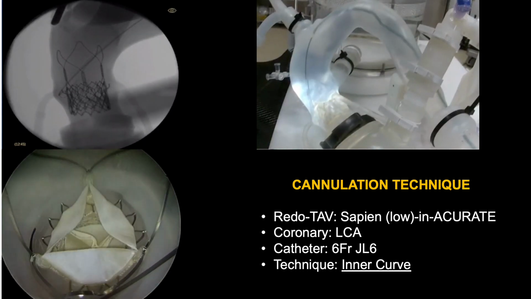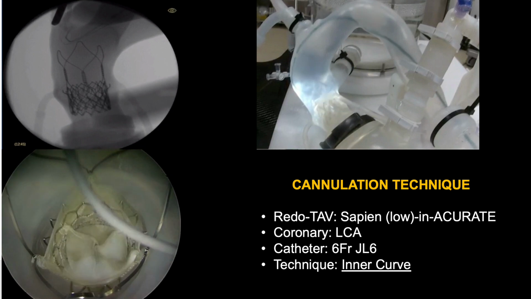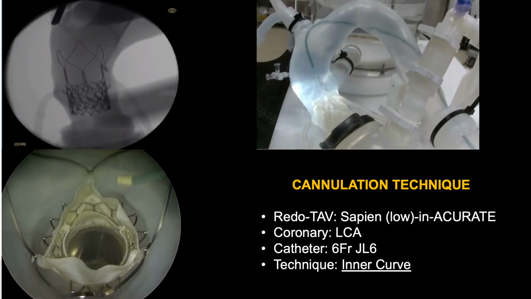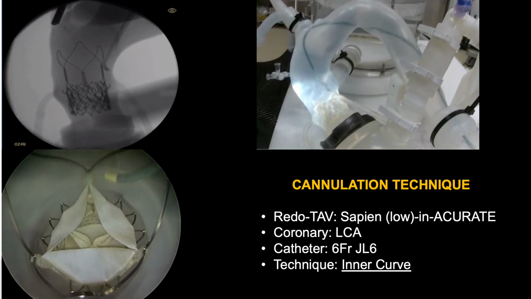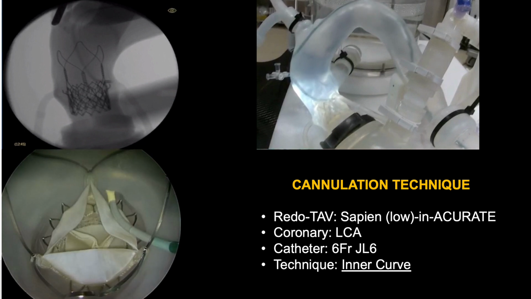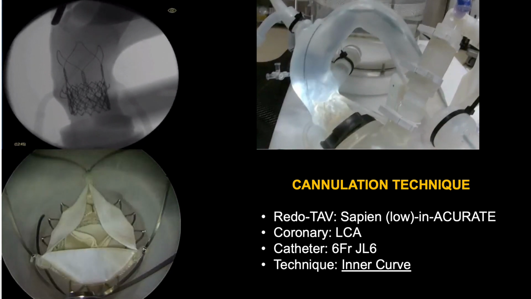Another approach is the inner curve approach, and in this particular example we have a Sapien implanted low inside of an Accurate, and you can see the catheter is coming down the inner curve of the aortic arch, entering the sinus and engaging into the left coronary artery.